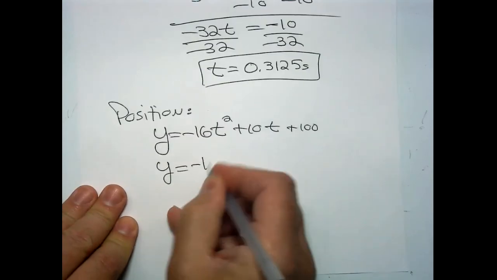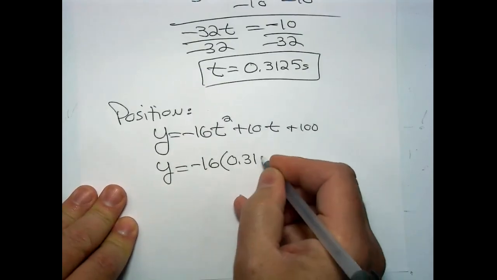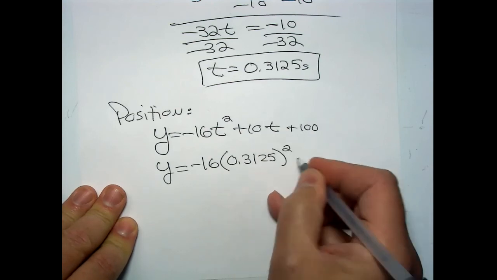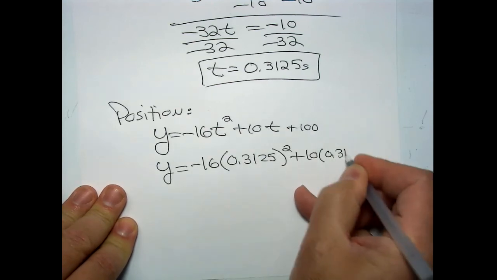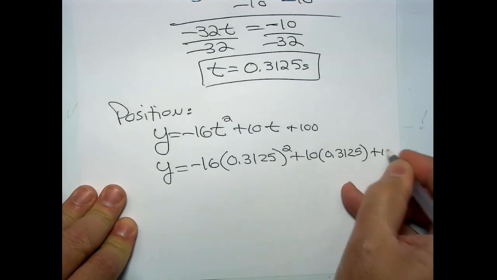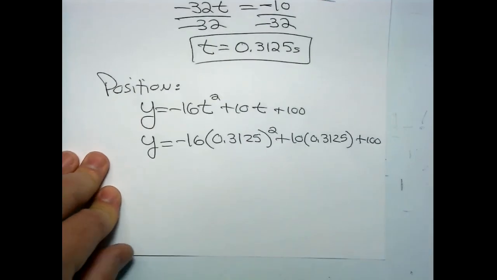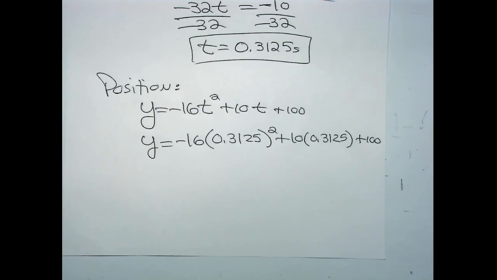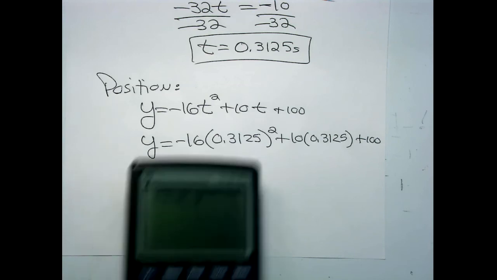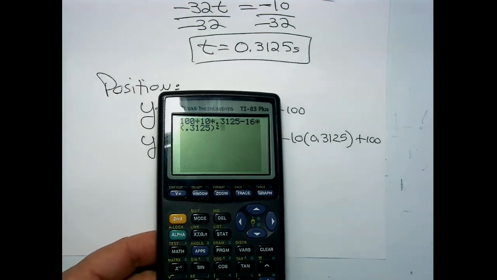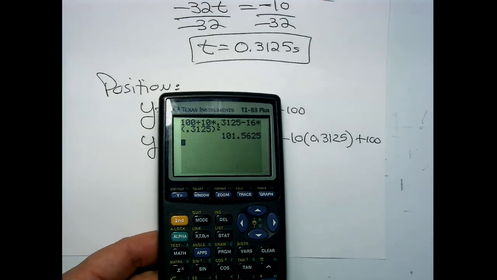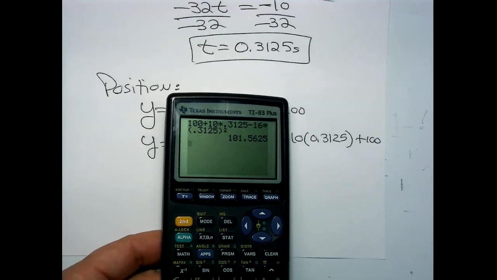but we're currently at 0.3125 seconds. Now make sure it makes sense. It should be a little bit higher than 100, right? Let's calculate this. 100 plus 10 times 0.3125 minus 16 times 0.3125 squared. I've got it into my calculator here. Better be bigger than 100. It isn't much higher, is it? 101.5625.